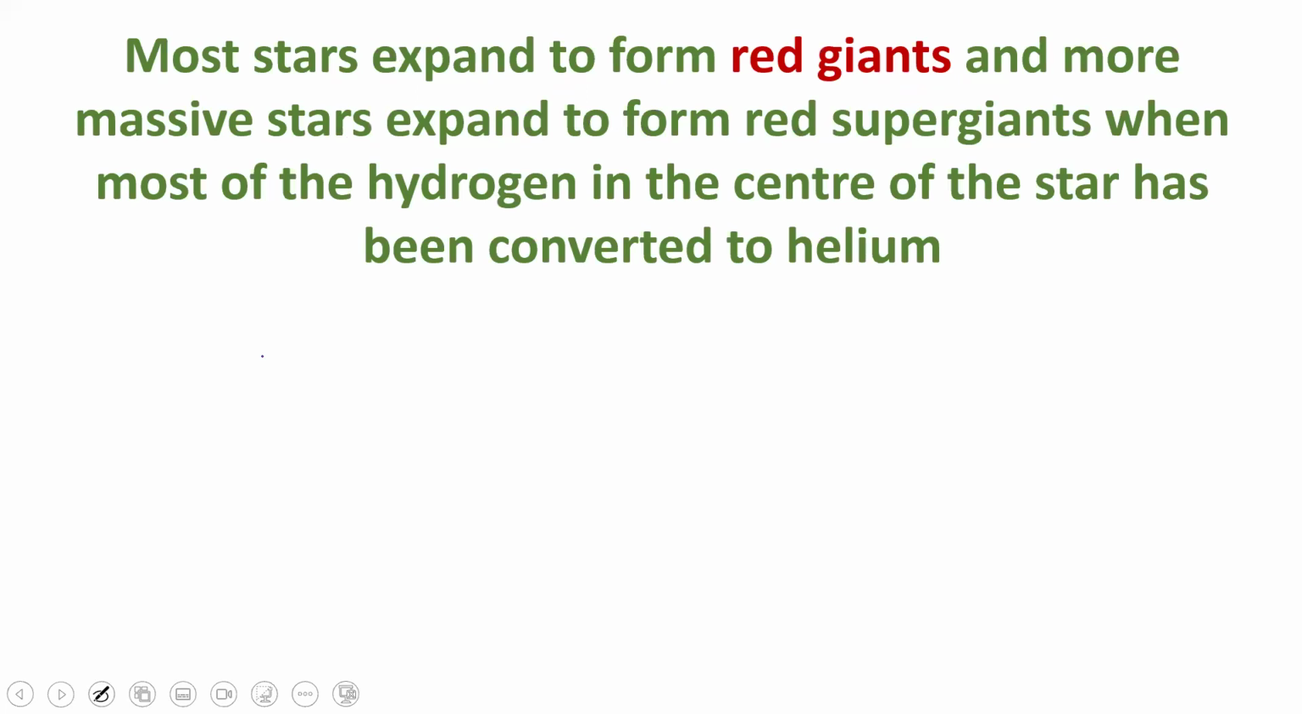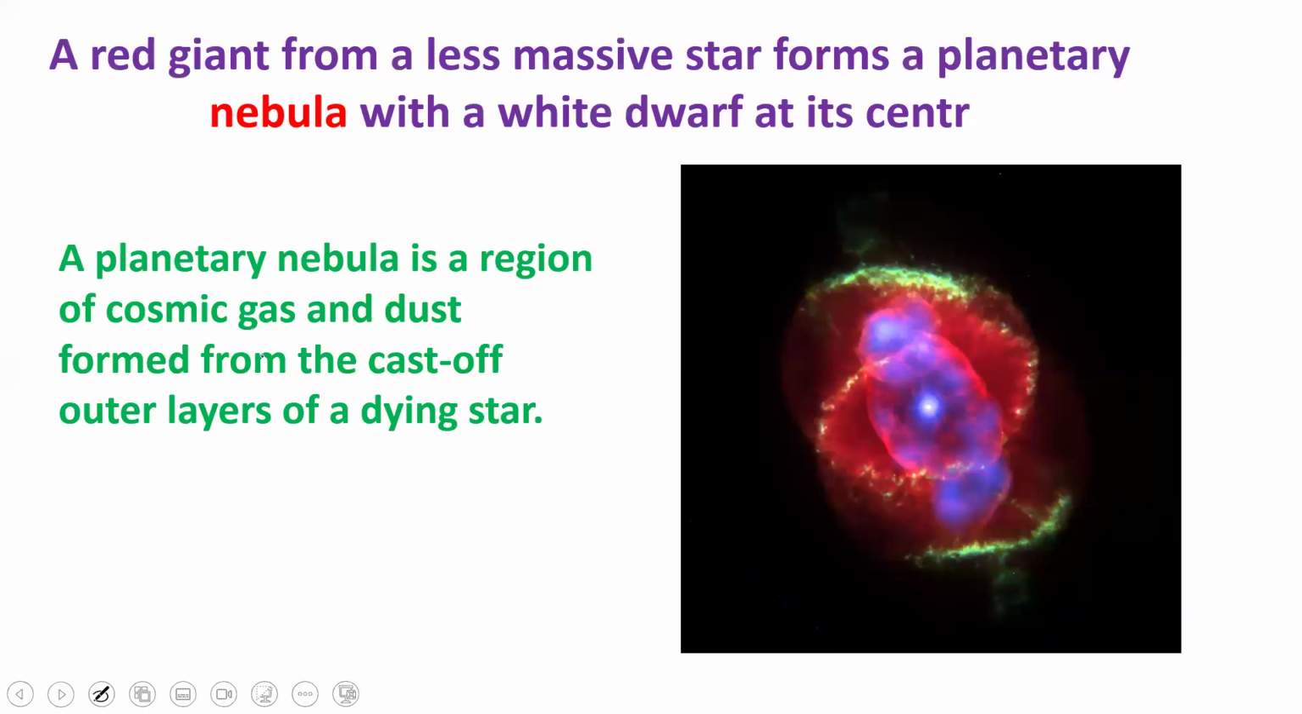Now, how does this cycle begin? Most stars expand when they are about to die. They begin to expand, and this is called a red giant. More massive stars can even expand to form red supergiants when most of the hydrogen in the center of the star has been converted to helium. The red giant from a less massive star becomes a planetary nebula. You can see in the figure.